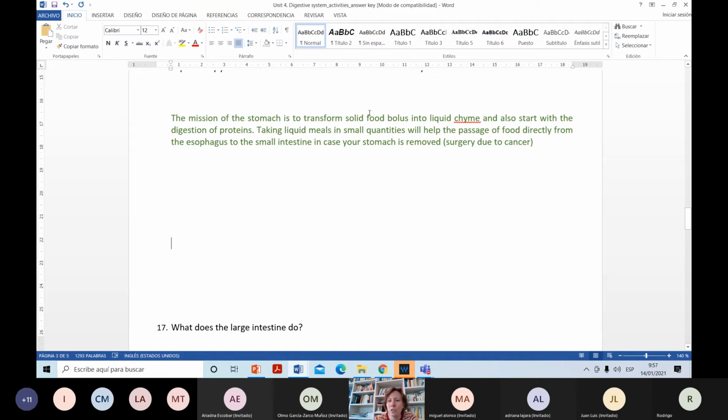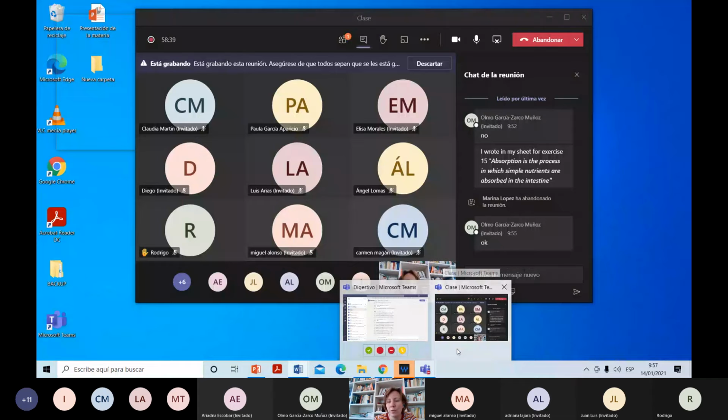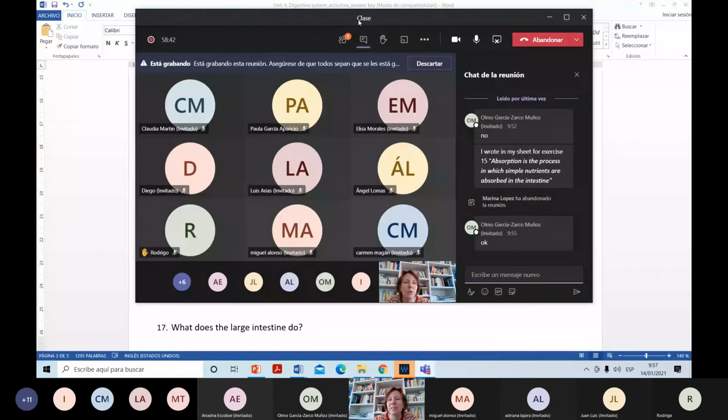So if you cannot transform solid food bolus into chyme because you don't have stomach, what do you have to do? What type of diet should you follow? Can you eat any type of food?